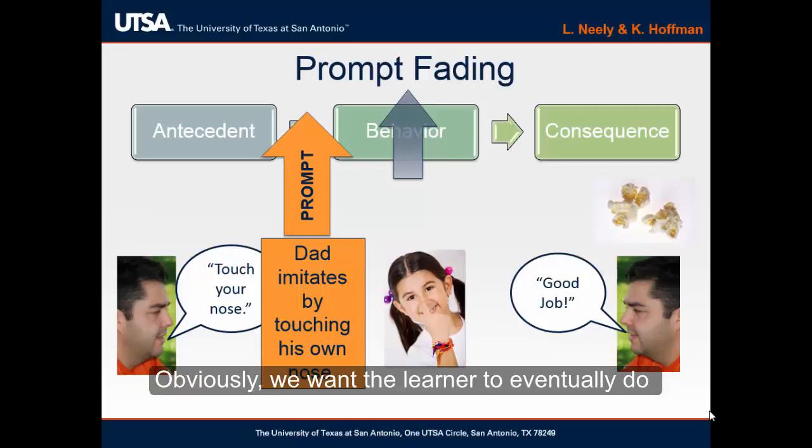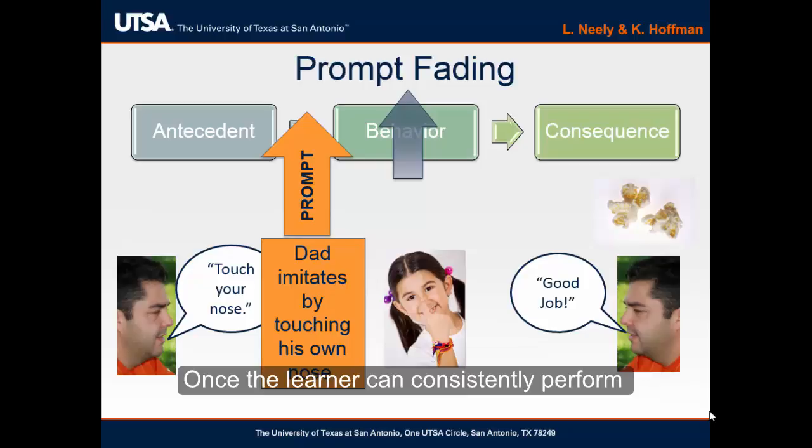Physical guidance is considered a full prompt and is a way to help the learner master a skill errorlessly. Obviously, we want the learner to eventually do the skill independently, and so after a few trials of fully guiding the learner's hand, the dad then slowly removes his hand or fades the prompt to a lesser prompt. Perhaps he models the response by touching his own nose instead of guiding his child's hand, and then the learner does the response.